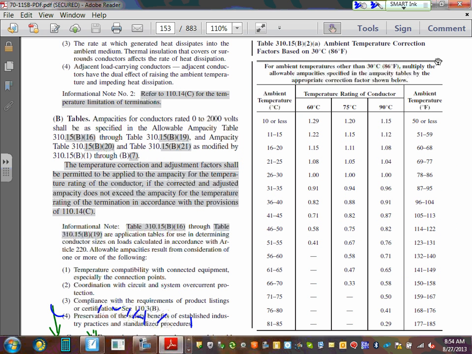Okay, the way this table works in a very simple format, if you are using, here you go, a TW, THW, THHN, 60 degree insulation. How do I know? If you go to the table, it tells you TW is under 60 degree, 75 degree, 90 degree.